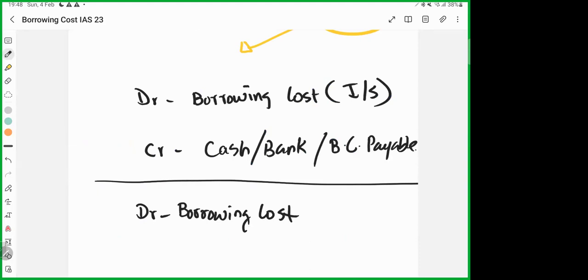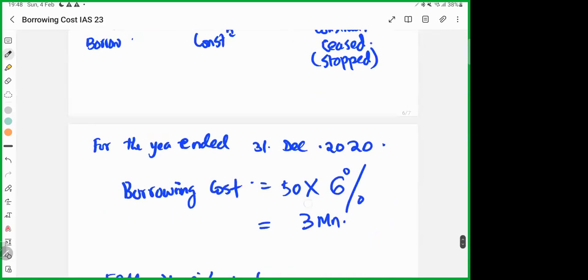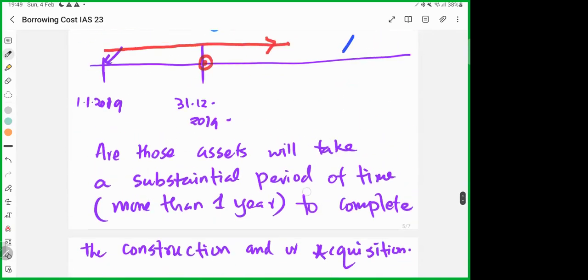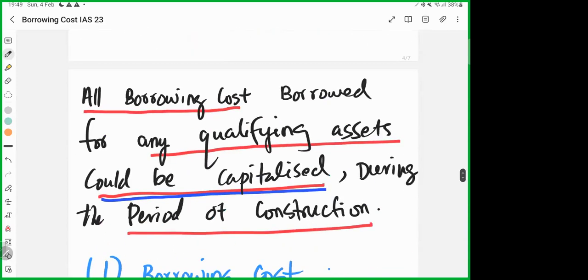And this should reflect where? This borrowing cost will reflect in the income statement? Yes. No, brother. You have to relate to the clauses given in IAS 23. All borrowing costs borrowed for any qualifying assets could be capitalized during the period of construction.